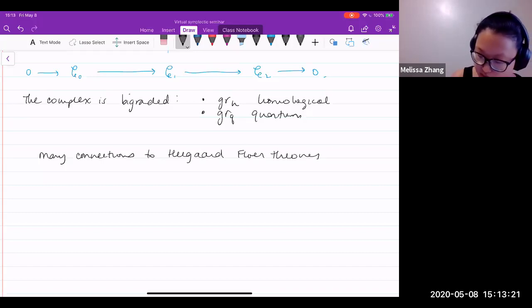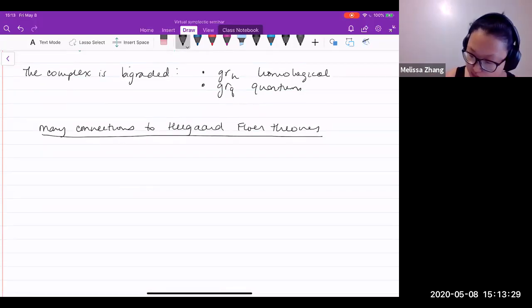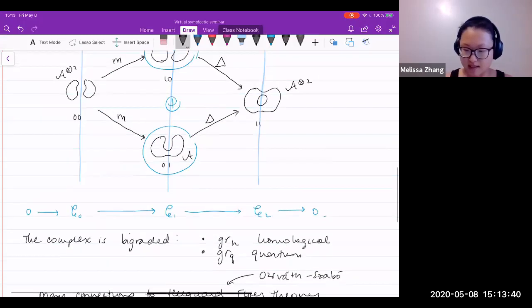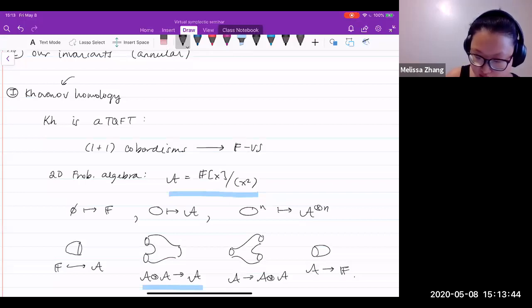I'm not going to mention too many of them. In fact, I just want to focus on a single one for now, and that's actually the first one. By the way, Heegaard Floer theories originate from Ozsváth and Szabó, though since then a lot of people have worked on this. And I should also say that Khovanov homology was defined by Khovanov in 2000.